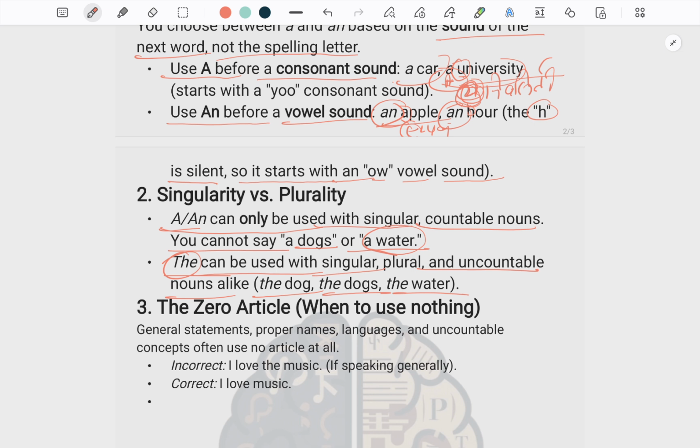Now we have one more thing that we call the zero article. This is not mentioned anywhere, but it has some rules and regulations. That is why we call it the zero article. We use nothing. In general statements, proper names, languages, and uncountable concepts often use no articles at all. Like if I say I love the music, speaking generally, this would be incorrect. We always say I love music.